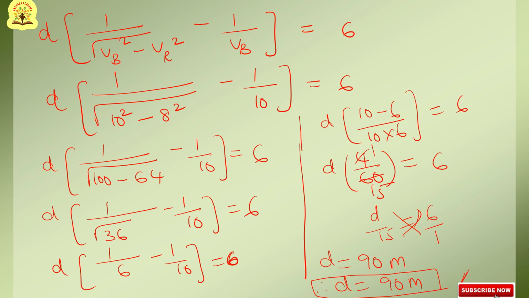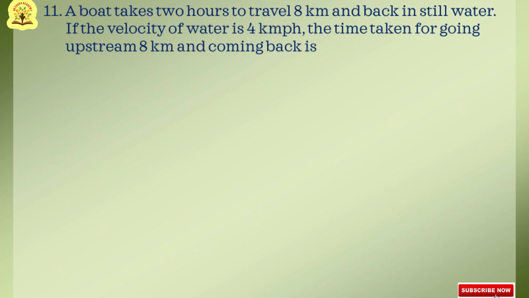Okay, next we'll go to the next question. A boat takes 2 hours to travel 8 kilometers and back in still water. If the velocity of water is 4 kilometer per hour, the time taken for going upstream 8 kilometers and coming back is. Here we have to calculate the time taken for going upstream 8 kilometers and coming back. Now let us go to the solution.